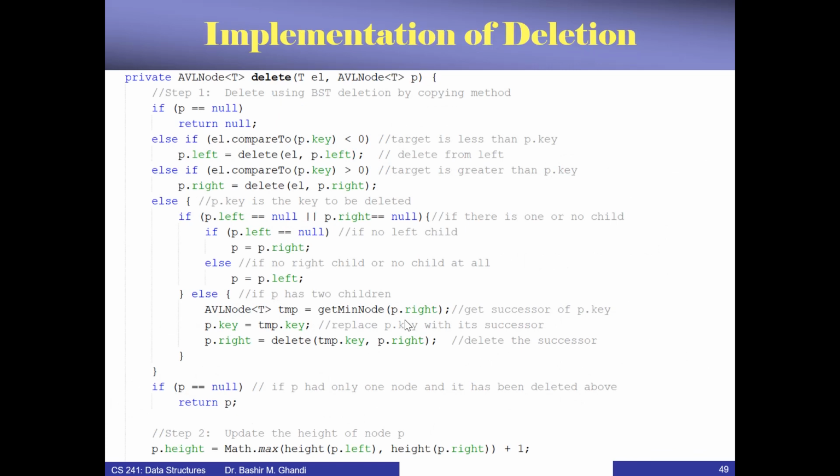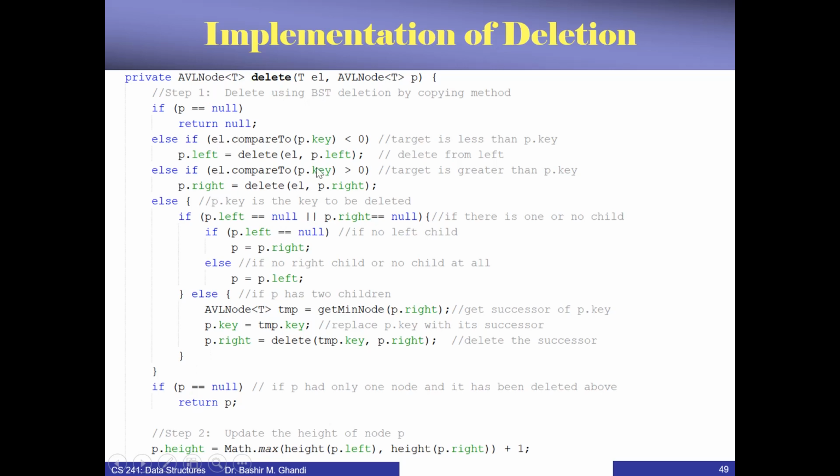Finally, we look at the implementation of the algorithm, as we shall see in the full Java code when we discuss the lab. This is the deletion method. It basically involves 3 steps. The first step is exactly as in BST: delete based on deletion by copying. If you compare it with the delete method in BST, it's exactly the same.